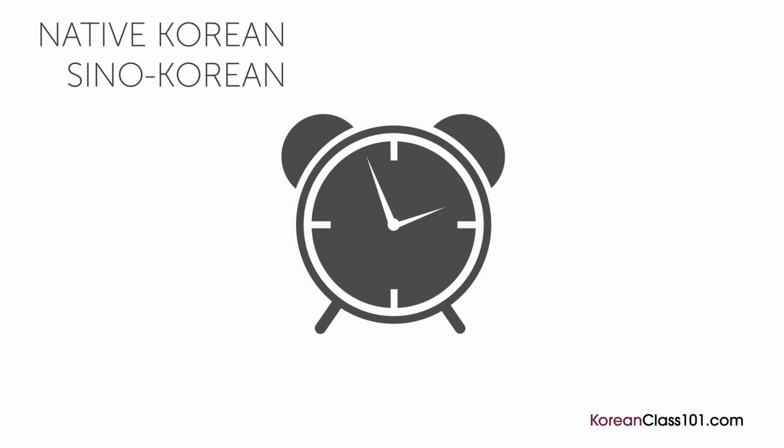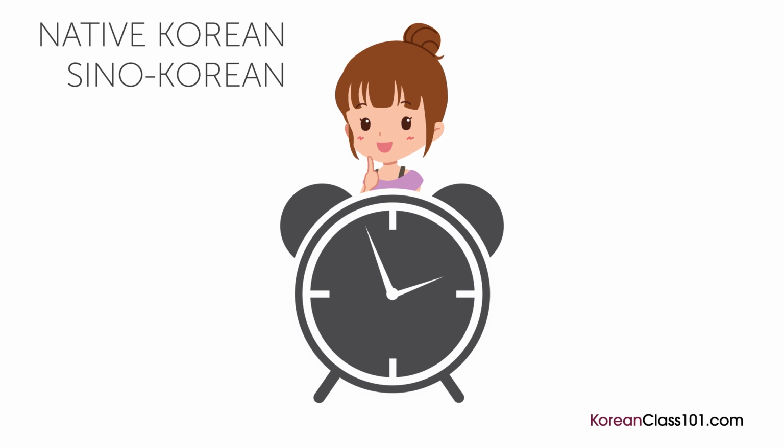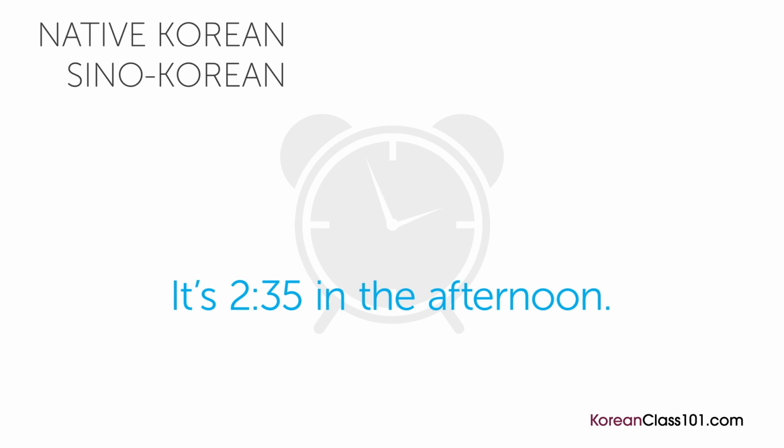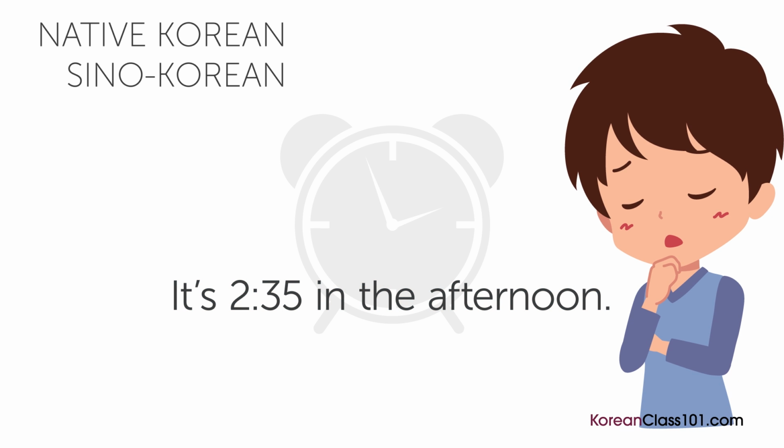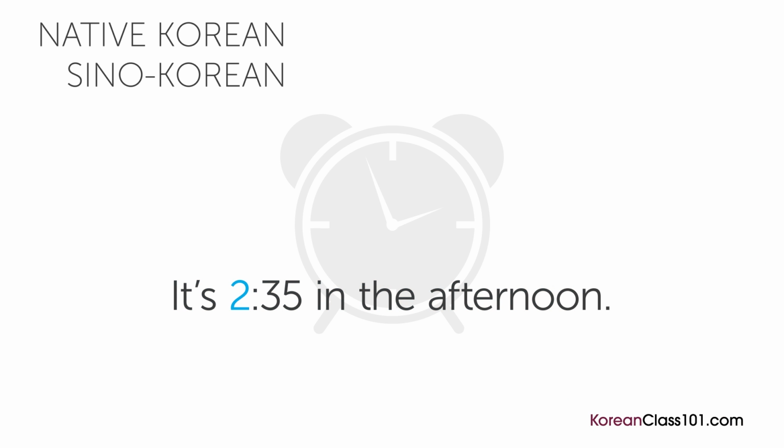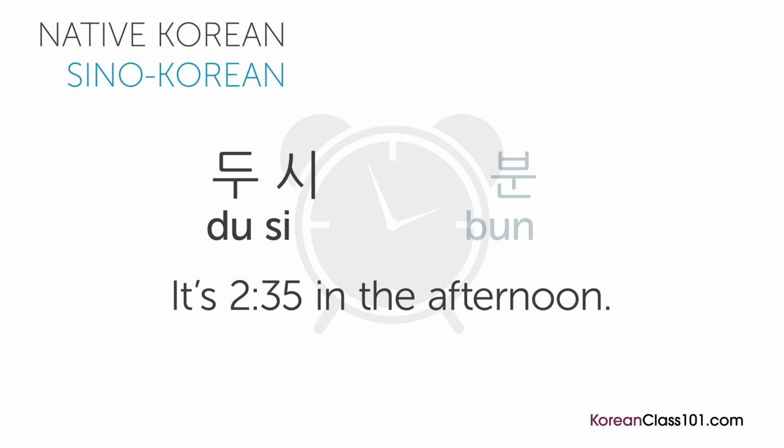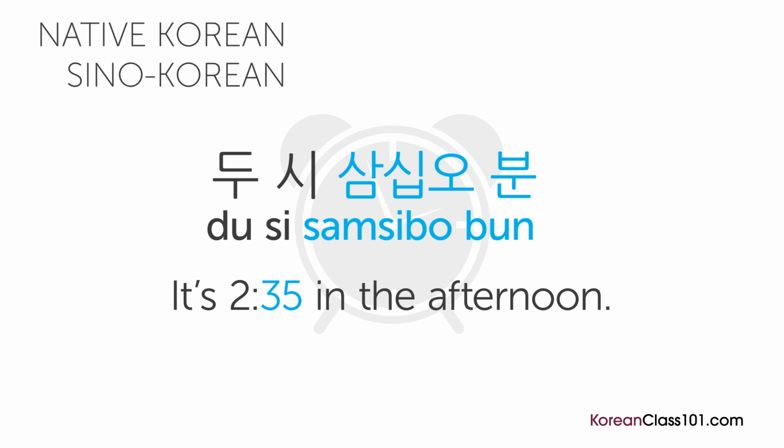Let's do an example with time. Let's say someone asks you the time and it's 2:35 in the afternoon. How would you answer? It's a little tricky. First, to read the hours, you'll be using the native Korean number and the counter for hours, which is 시. So 2 o'clock will be 2시, using the native Korean number for 2. However, to read the minutes, you'll need the Sino-Korean number and the counter for minutes, 분. So 35 minutes will be 35분, using the Sino-Korean number for 35.